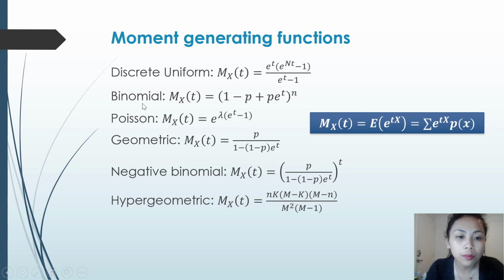discrete uniform, binomial, Poisson. The rest usually are not really important because on the exam, we usually just have questions that focus on discrete uniform, binomial, and Poisson. So pay attention to the first 3 distributions. The last 3 distributions, you should also study them, but these 3 will not be on the test.